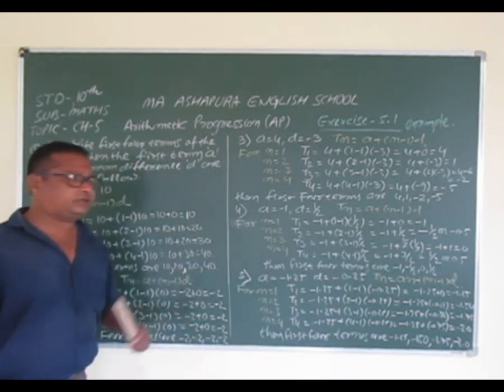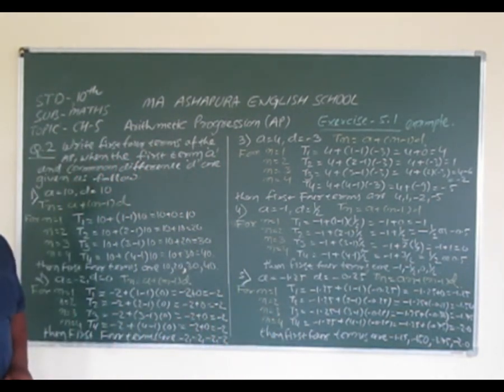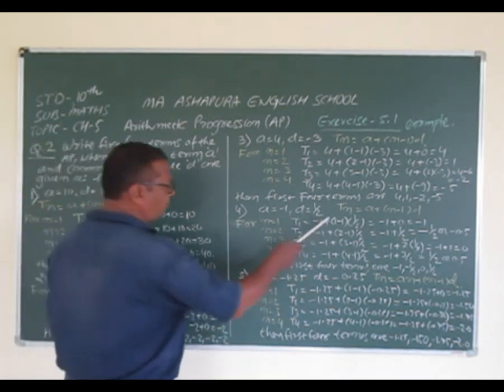Okay, now let's go once again to question number 4. A is equal to minus 1 and d is equal to 1 half. Here d is in fractional form.